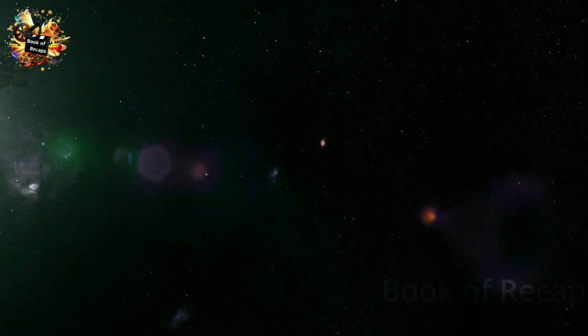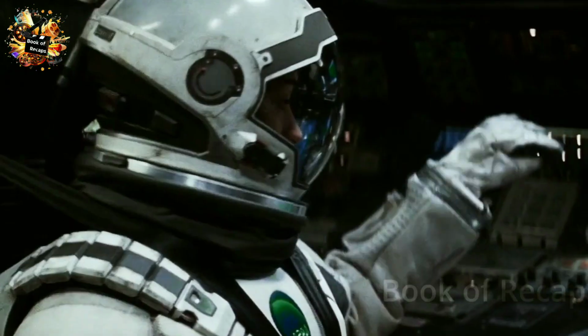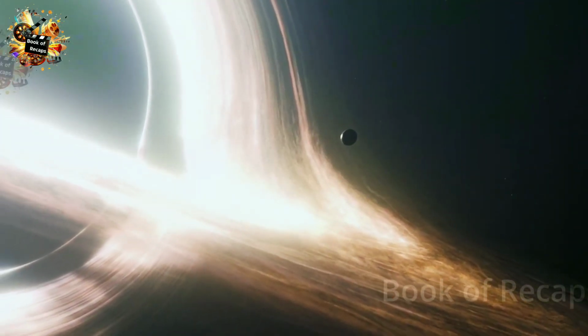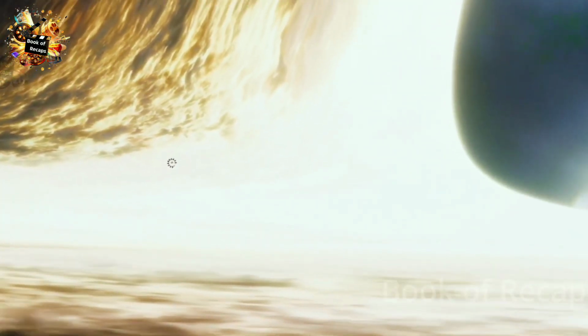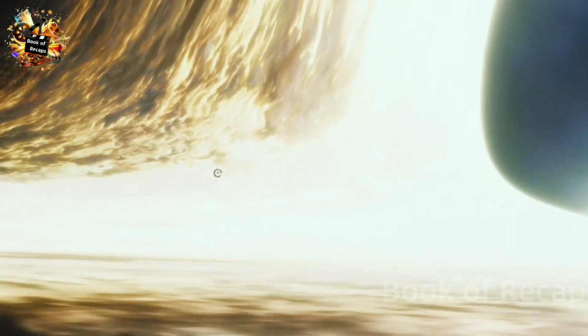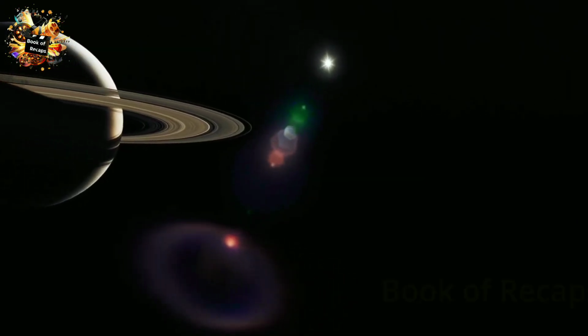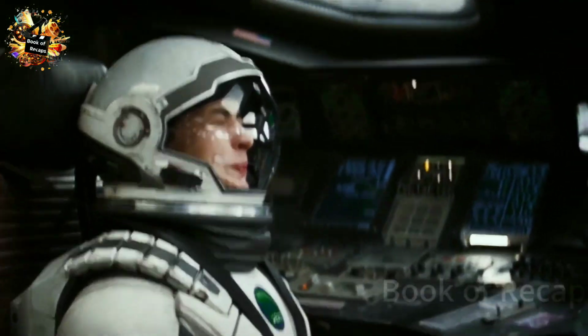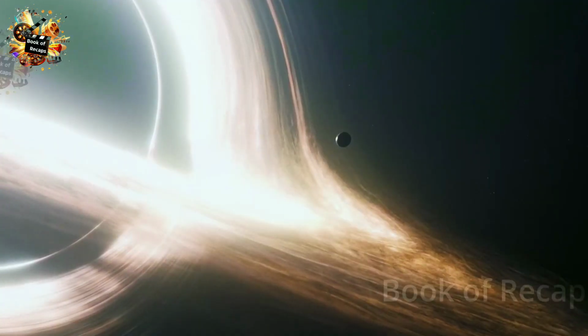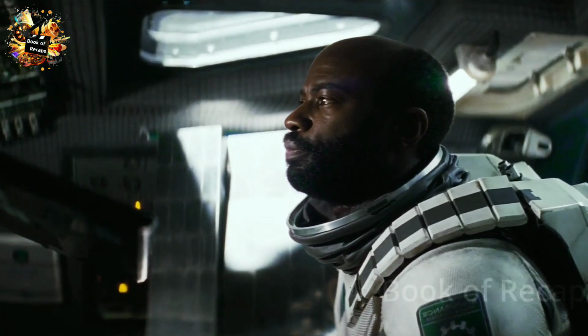Now here the concept of time dilation has been used. Time passes slowly near a black hole compared to the Earth. That is, if a planet is near a black hole and the other is far away from it, then on the planet which is near the black hole, time will pass slowly compared to the other planet. Anyway, let's talk about the film again. The Endurance crew first decides to go to a planet, which is very close to the black hole.